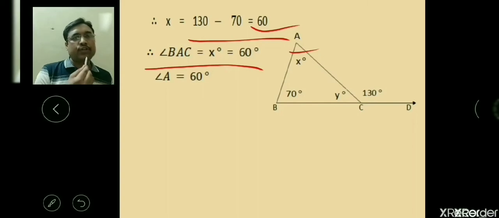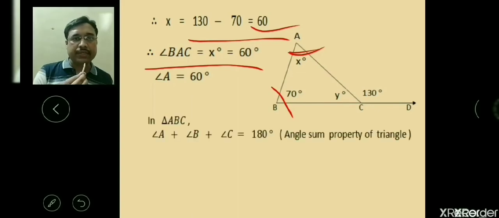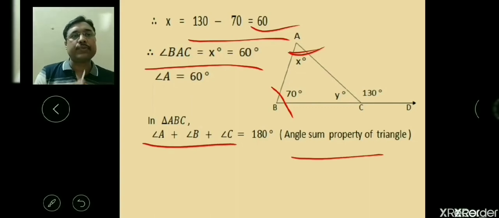Now you have to find the value of angle Y. By the angle sum property of a triangle, the sum of all three angles is 180 degrees. Two angles you know: angle B is 70, and just now you got angle A is 60. Then the third angle, angle C, you can find. Third angle C is Y. 70 plus 60 is 130, then the third angle will be 50 degrees, since 130 plus 50 is 180. So in triangle ABC, angle A plus angle B plus angle C gives 180 by the angle sum property of a triangle.